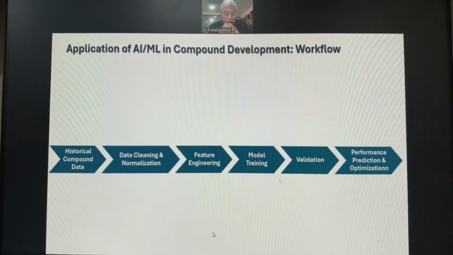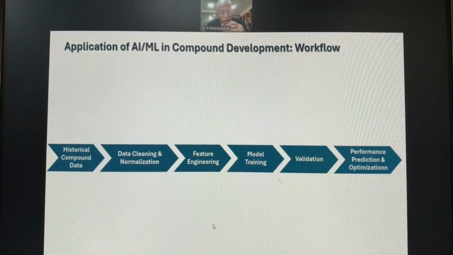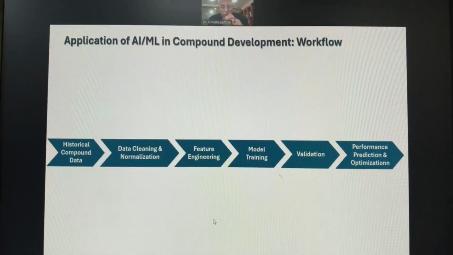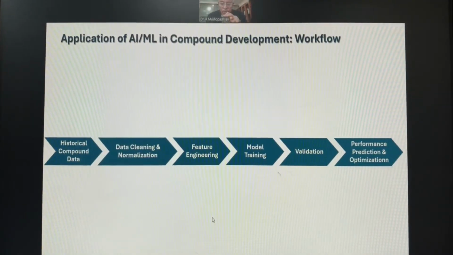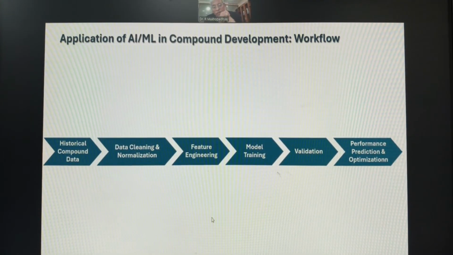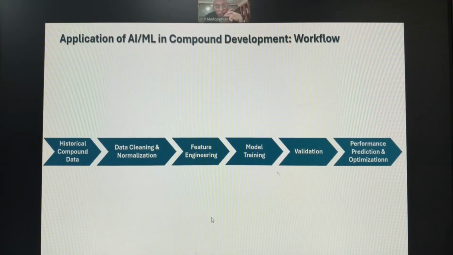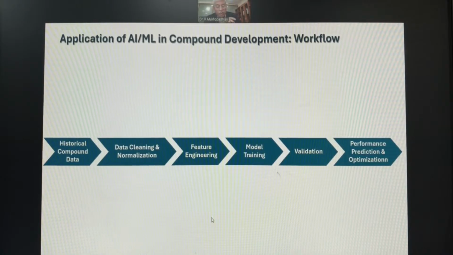Then we require data cleaning or normalization. Then we require feature engineering. Feature engineering means the PHR ratio, the carbon black surface area, and cure indices, all those things, the cure equivalent. Then we have the type of model training, meaning whether regression, what type of software you are considering. Then we have validation.